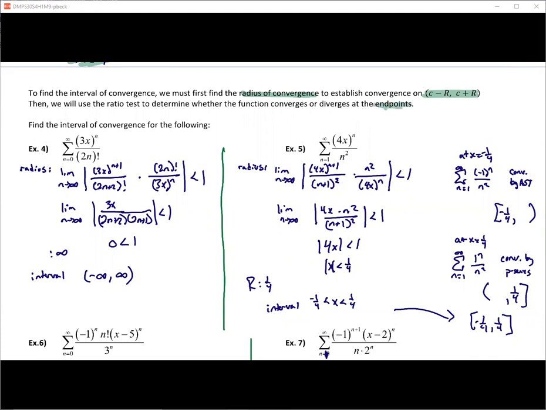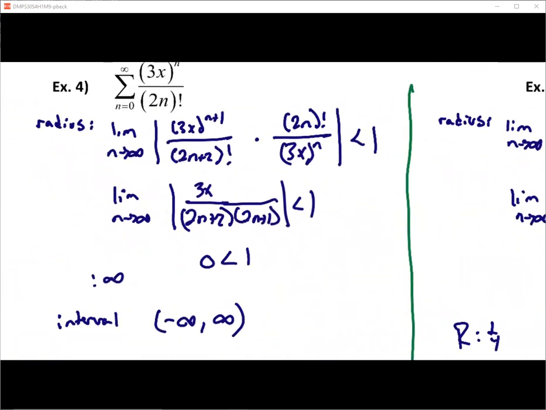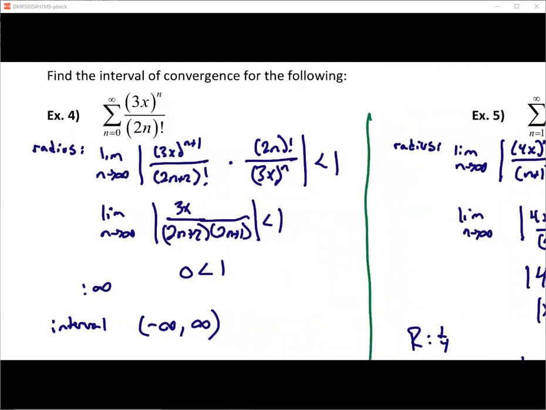Now, what happens at the endpoints? At the endpoints, we're going to have to use a ratio test or a series of other tests to determine whether we have convergence or divergence at those endpoints. So we don't necessarily have to use a ratio test. I don't like that in my directions, but so be it.